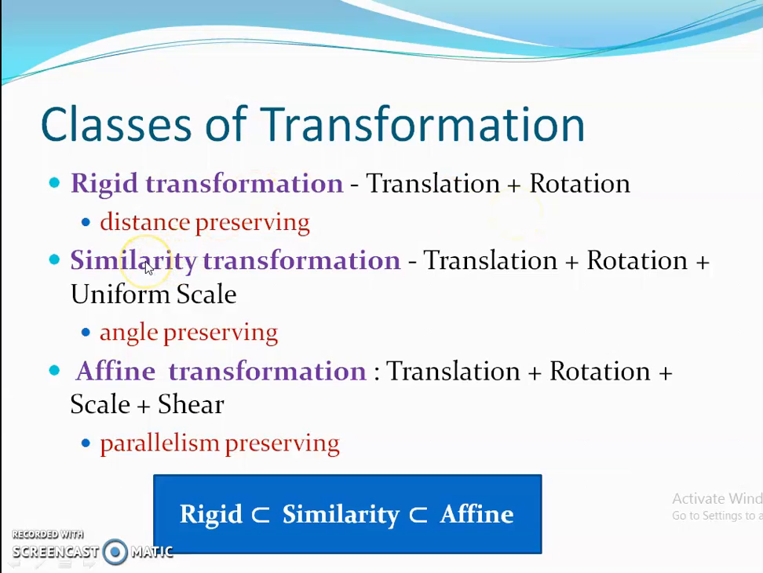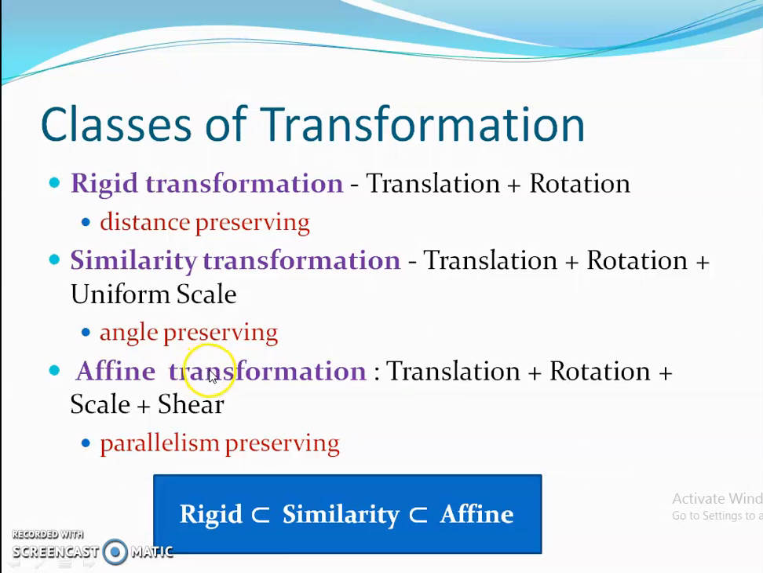The next one is similarity transformation. It is a combination of translation, rotation and uniform scaling. That is known as similarity transformation. It is angle preserving. It is mainly used for angle preserving.